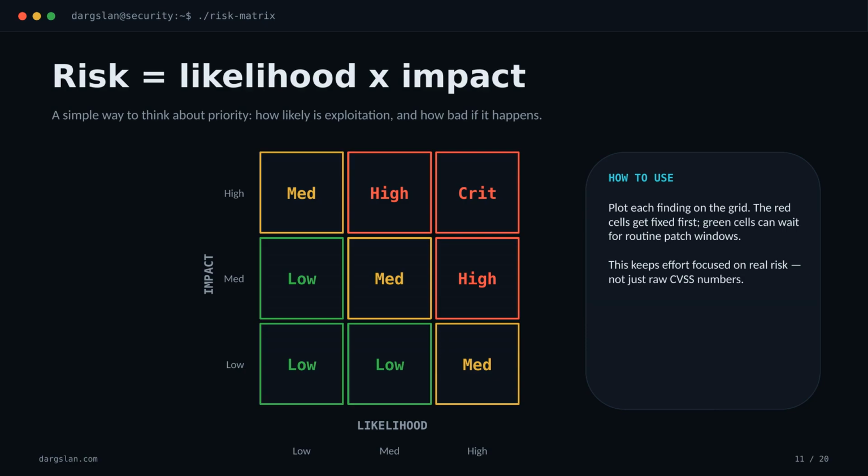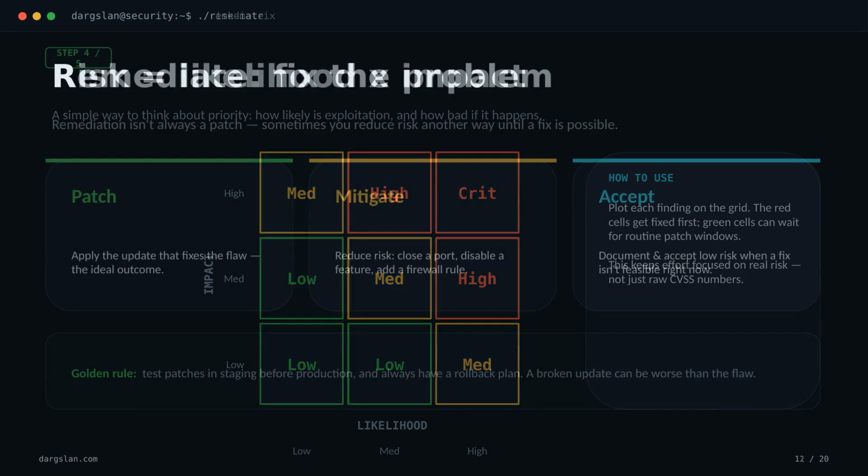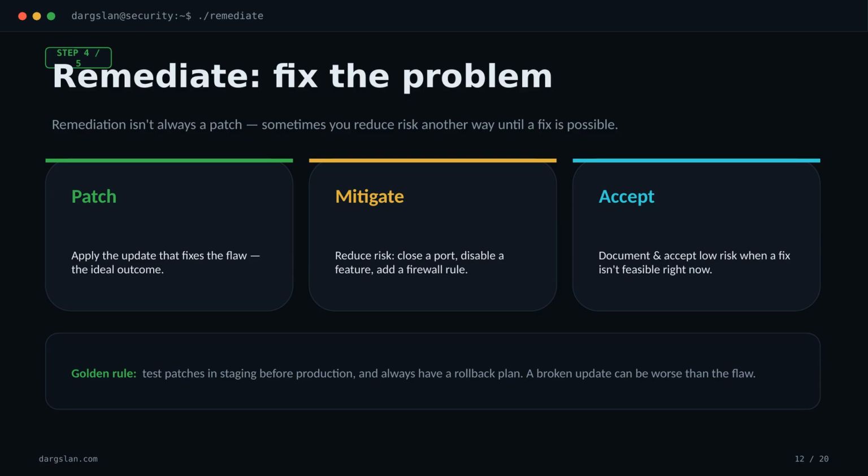It's a quick visual gut check that keeps your team focused on real-world risk, rather than chasing every high CVSS number on the list. Once we know what to prioritize, step 4 is to actually do something about it. And you've got 3 honest options. Patch is the gold standard. Apply the vendor's fix and the flaw is gone.